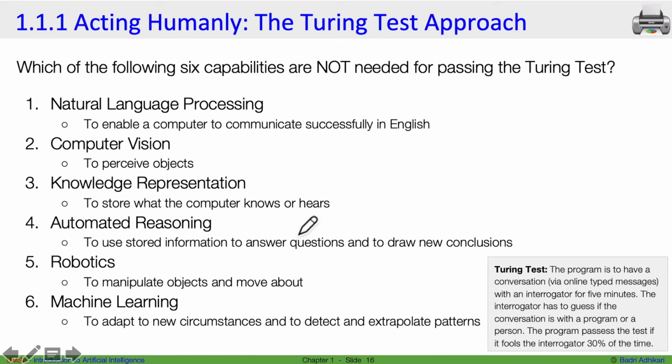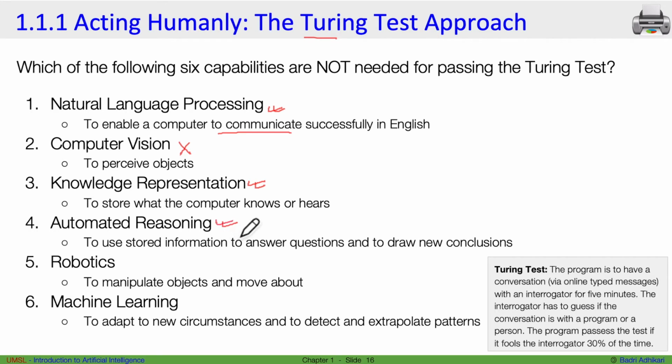Now, for passing the Turing test, we don't need all kinds of AI skills. For example, if we look at natural language processing, we naturally need this to pass the Turing test. Computer vision, however, is not needed to pass the Turing test. Knowledge representation is definitely needed, because somewhere the agent needs to store the knowledge that it has learned previously and by interacting with the interrogator.